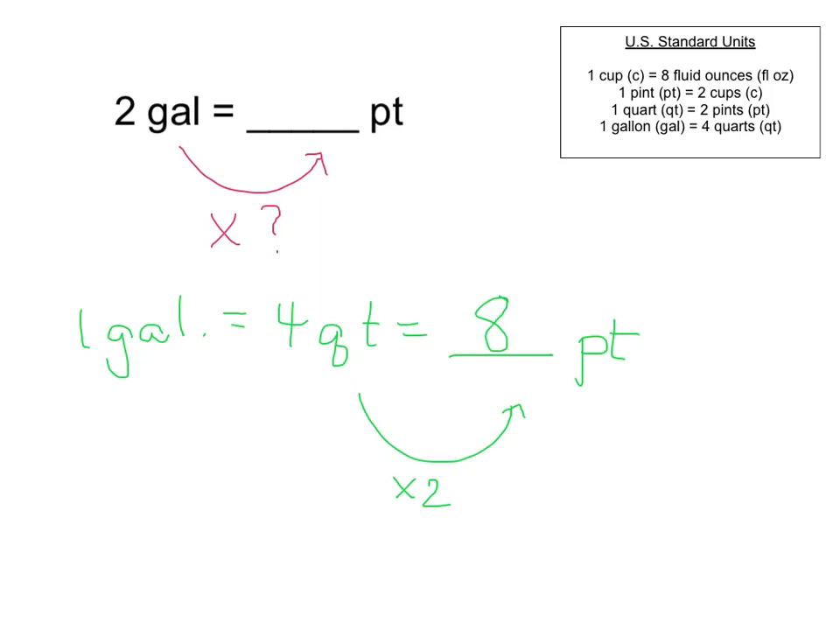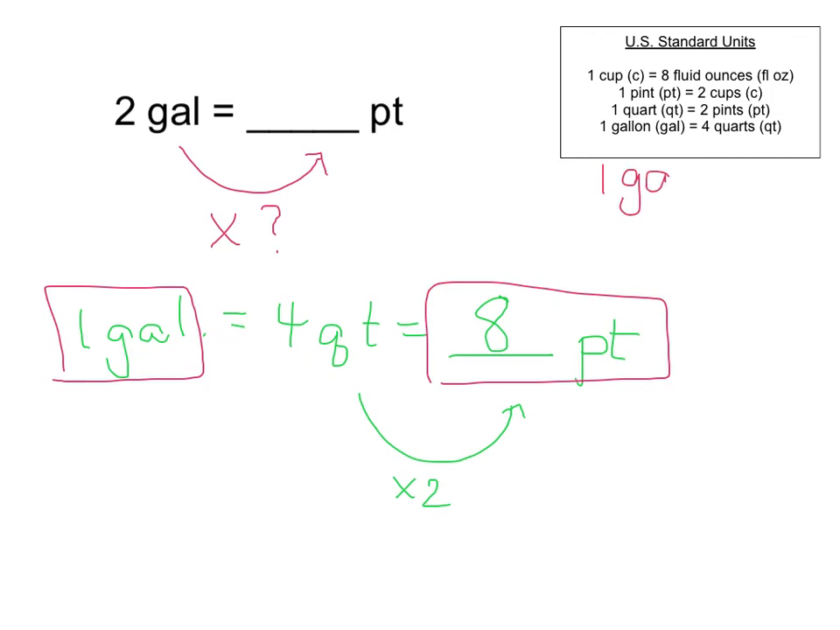So now I have an equation here where I know that 1 gallon equals 8 pints. And I can add that to my conversions, and I can use that to help me solve. So instead of it being a question mark here, it's actually times 8. So 2 times 8 is 16, meaning that 2 gallons equals 16 pints.